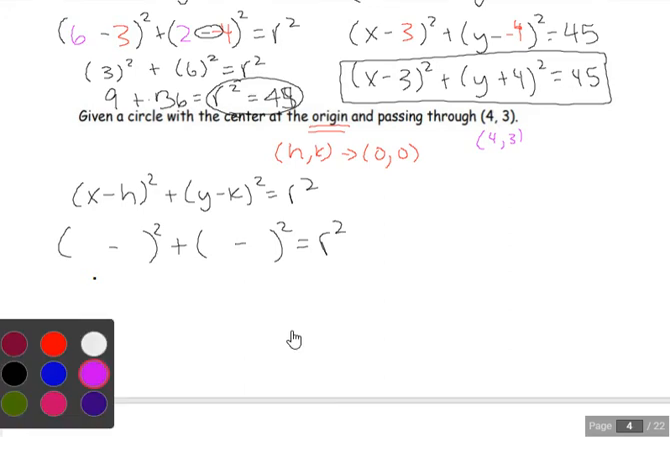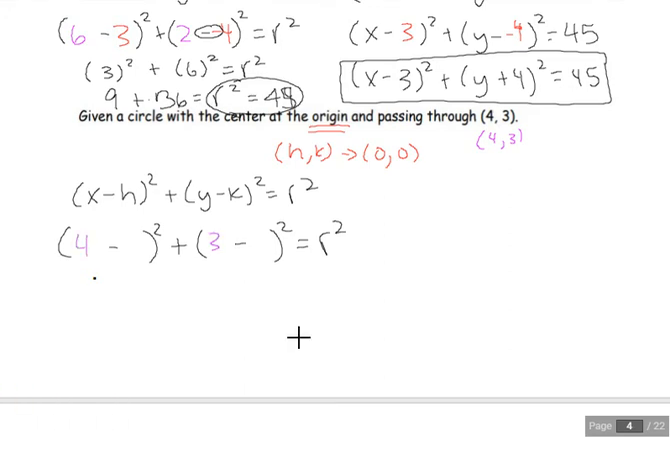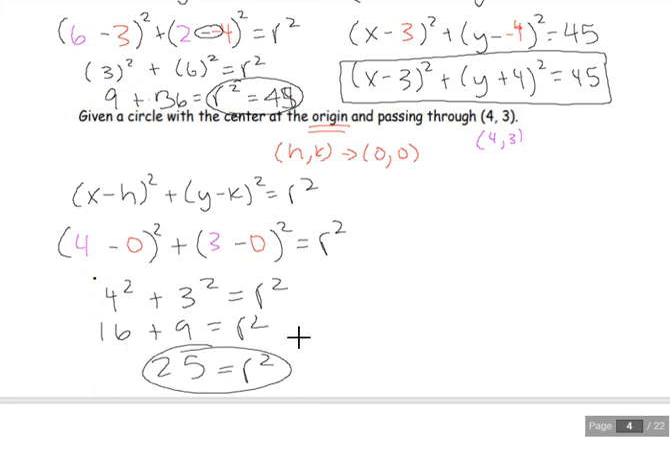Okay, we have x and y, so 4 and 3. We have h and k, but they're both 0. Okay, and so we have 4 squared plus 3 squared is equal to r squared. So 16 plus 9 is equal to r squared, or our r squared value is just 25. And again, I know that means our radius is going to be 5, but that's not necessary to write the equation.